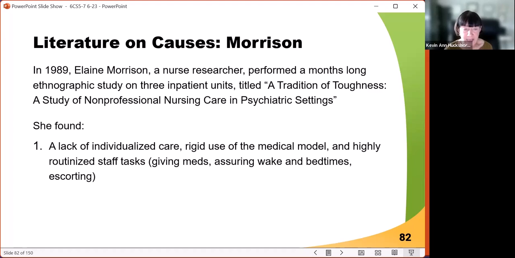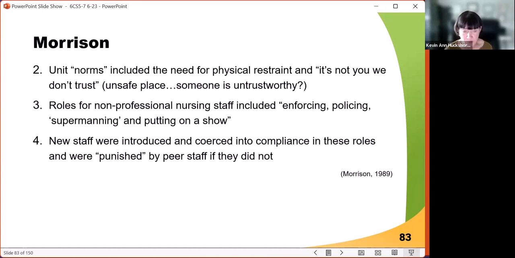And what she found was a lack of individualized care, rigid use of the medical model, highly routinized staff tasks that included giving medication, making sure people went to bed and woke up on time, and escorting people around for appointments.